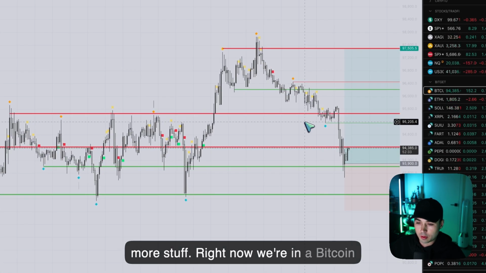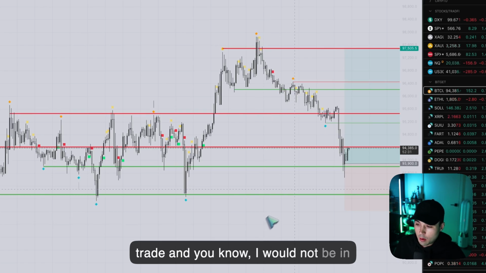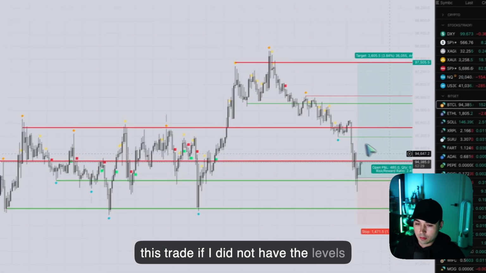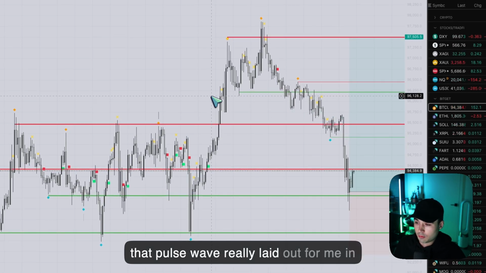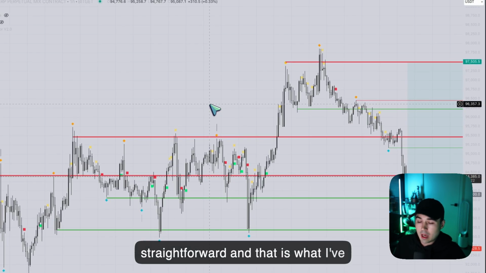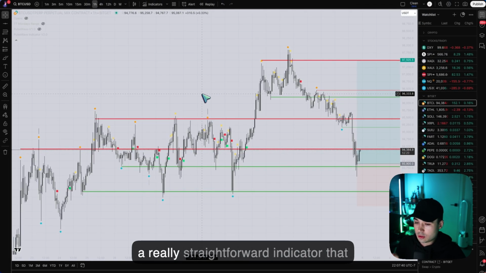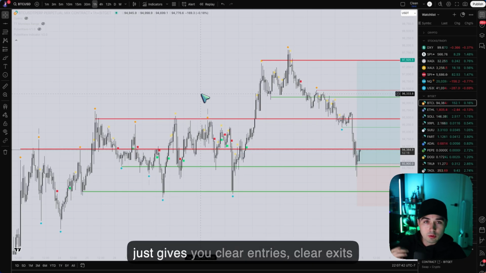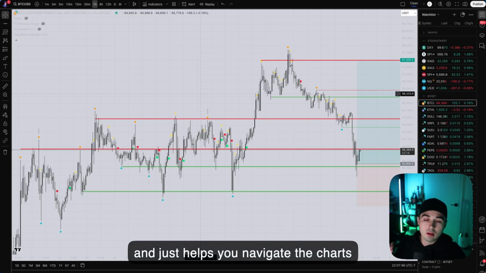Right now we're in a Bitcoin trade, and I would not be in this trade if I did not have the levels that PulseWave really laid out for me in the indicator. It's very straightforward, and that is what I've designed it to do. It's a really straightforward indicator that just gives you clear entries, clear exits, and helps you navigate the charts a lot better.